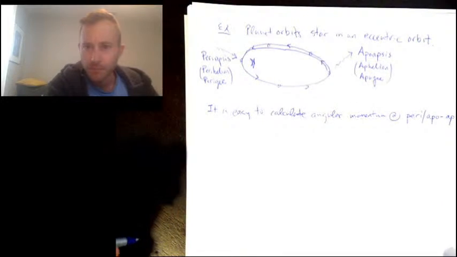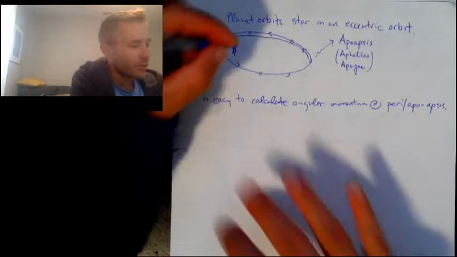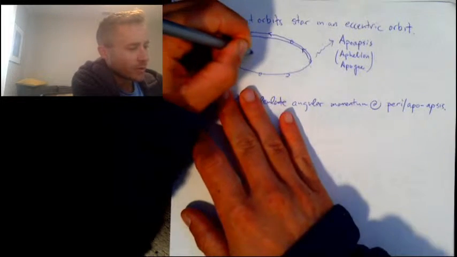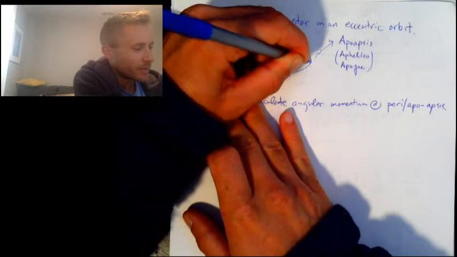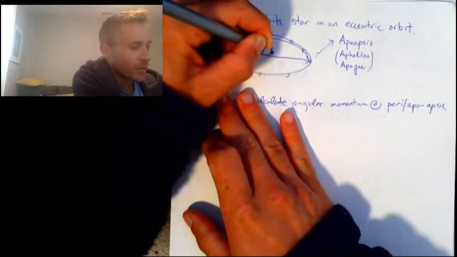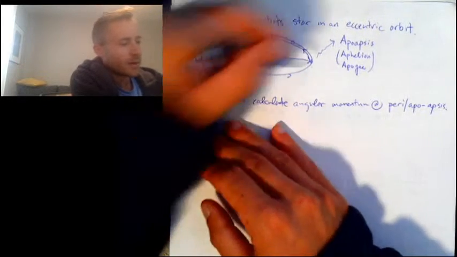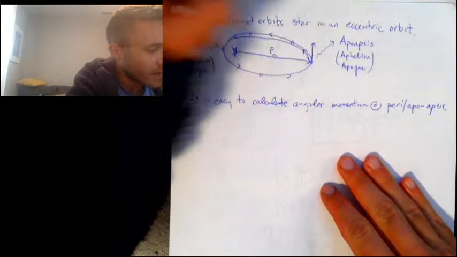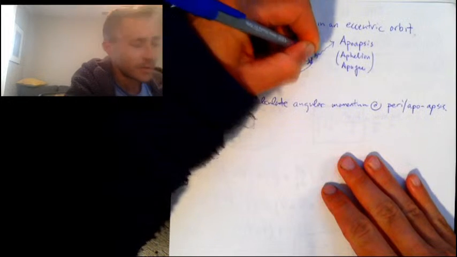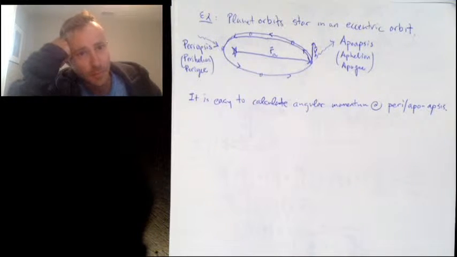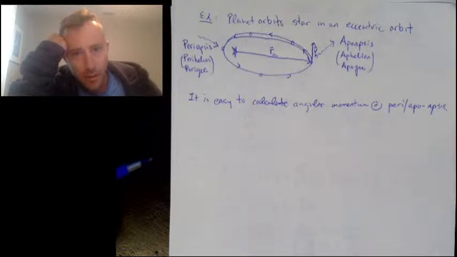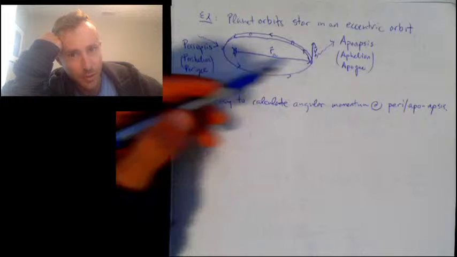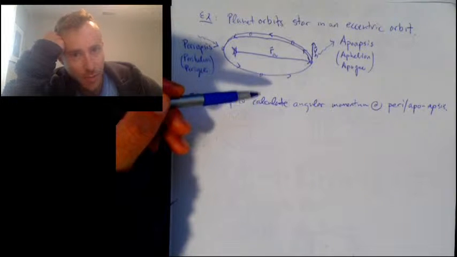Why is that? If you look at the r vector, for example here at apoapsis, our r vector goes all the way out here. So here's our r vector at apoapsis. And because it's at its farthest point, the velocity is actually perpendicular to the radius vector. Okay, so why is that? It's because it's especially at the apoapsis.